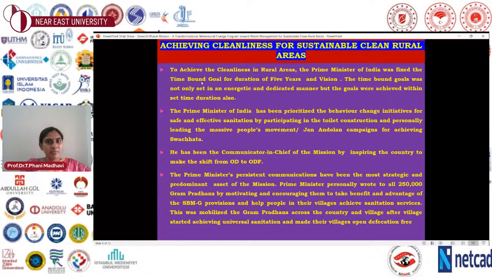The Prime Minister of India has prioritized behavioral change initiatives for safe and effective sanitation by participating in toilet construction, and he personally led the massive people's movement and Jana Andolan campaigns for achieving Swachhata in the nation. So he has been the communicator in chief of the mission by inspiring the country to make the shift from open defecation to an open defecation free India. The Prime Minister's persistent communications have been the most strategic and predominant asset of this mission.